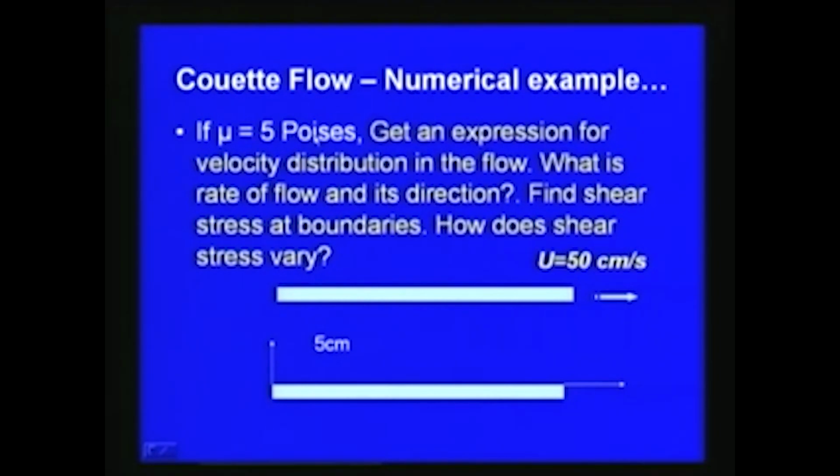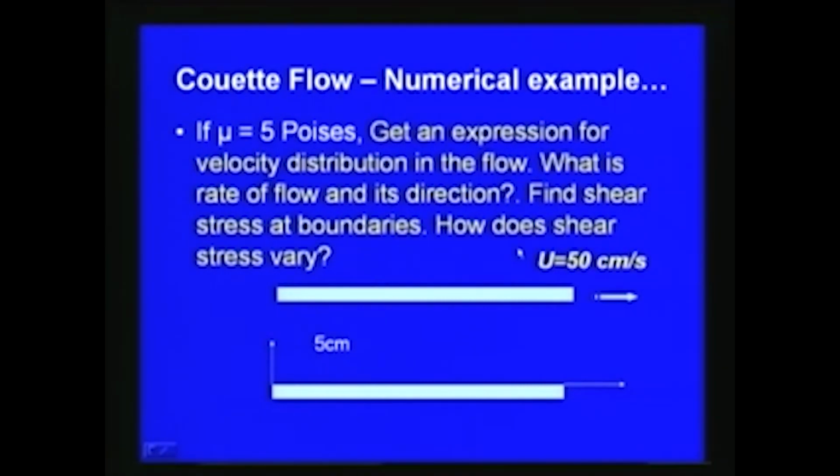And then, if the dynamic viscosity is given as mu is equal to 5 Poise, we have to get an expression for the velocity distribution in the flow, and then what is the rate of flow, that means how much is the discharge passing and its direction, and then find shear stress at boundaries. How does shear stress vary? So, these are the questions.